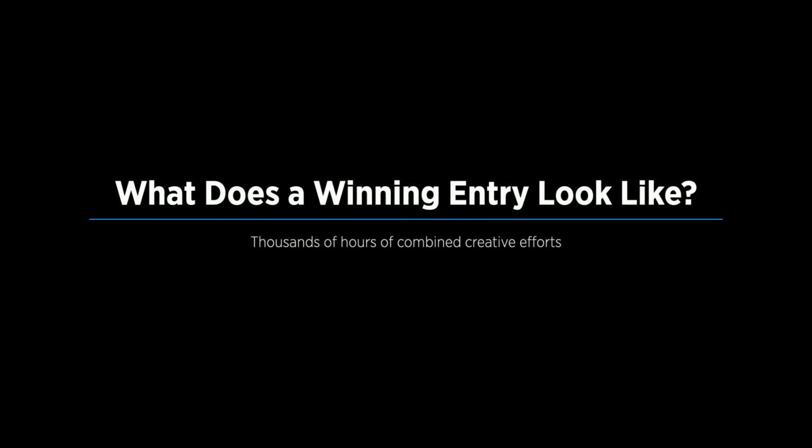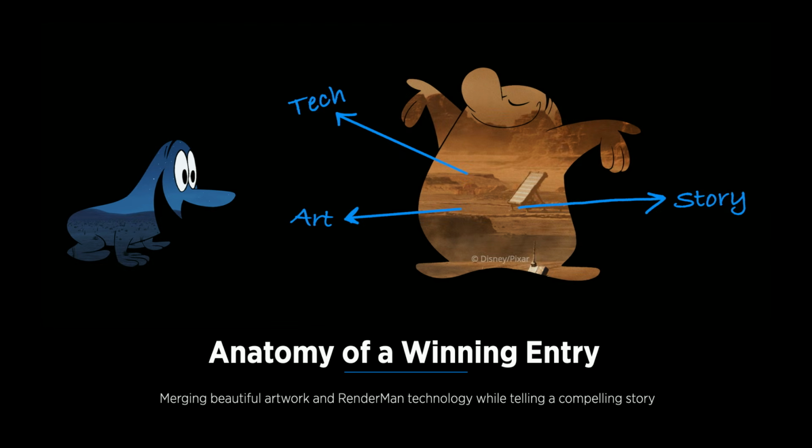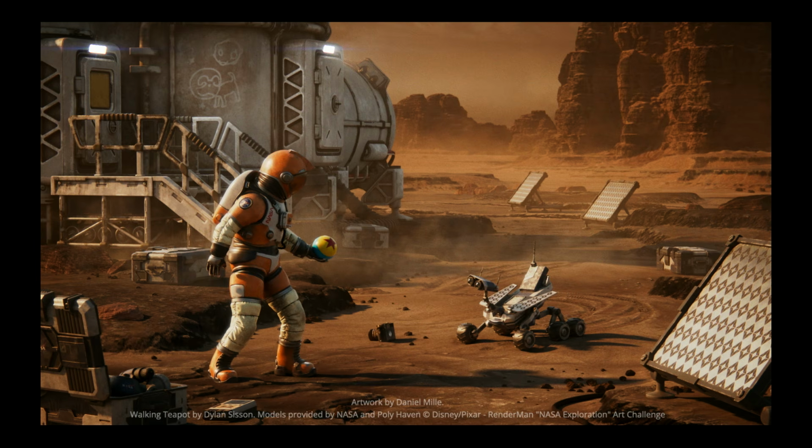So what does a winning entry look like, of course? If you're kind of intrigued, it's not an easy thing to gauge, like art is subjective. But because we're Pixar, we are looking at it with a Pixar eye. We are motivated and interested in your technology, but we're also equally interested and invested in the art and the story you're telling. And I wanted to show this really cool image by Daniel Mill, because he did this not only as a first-time RenderMan user, he did this as a first-time Solaris user. This was for the NASA Art Challenge some years ago. And this is a really cool image.